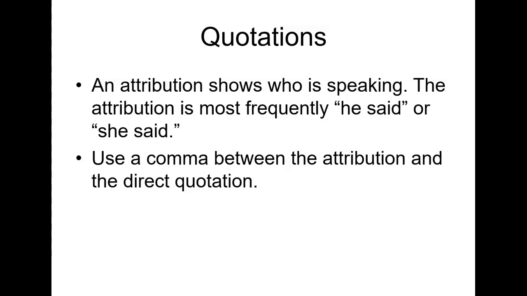So first of all, an attribution, what is that? An attribution shows who is speaking. When we're looking at writing, that's what it shows us. It shows us who is speaking. The attribution is most frequently just he said or she said. It can be that simple. And the rule here is that you need to use a comma between the attribution, the he said, she said, and the direct quotation. Let's take a look at some examples.